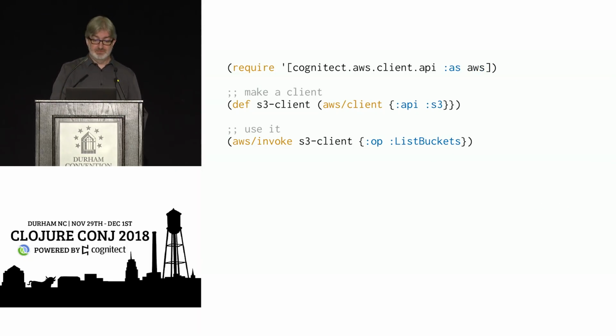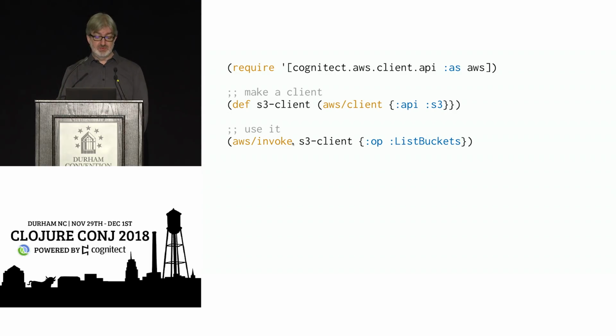All right. So here's how you use it. You require this namespace, client API, and then you make a client. To make a client, you give it a map. The map says that the API is S3 in this case. If we want to add other stuff, we'll add it to this map. So this will always stay nice and clean like this. That's never going to change. It has no need to.